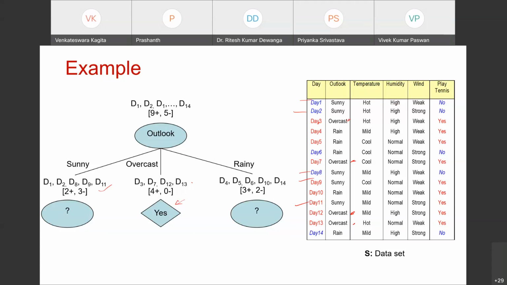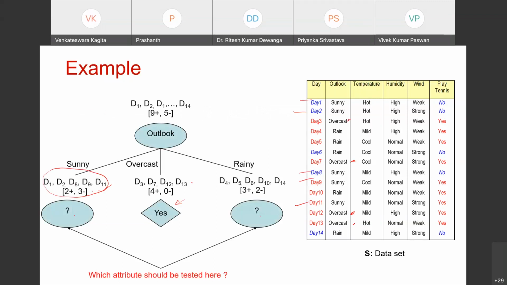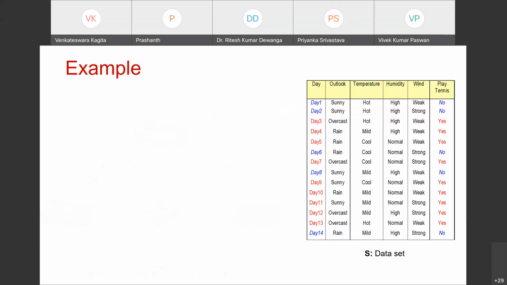Okay, now the question is, which attribute do we have to select here? Similar procedure. You assume that this is a complete data set and repeat the procedure. Very simple, right? So which attribute should we test here is again repeat the procedure. Outlook sunny, which means the entropy or impurity at this node is 0.971.